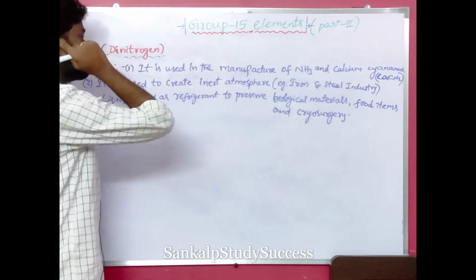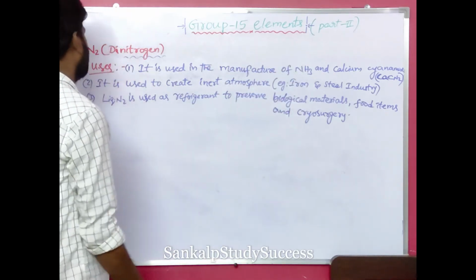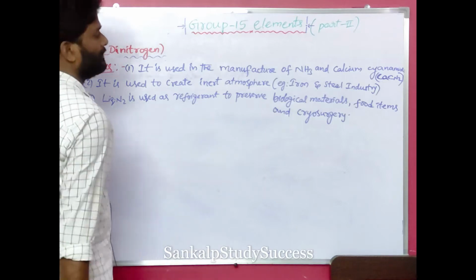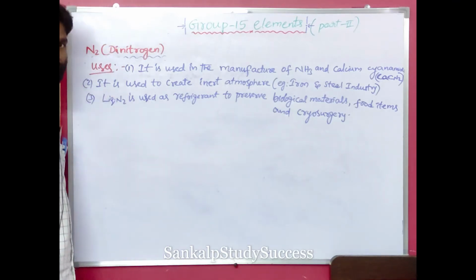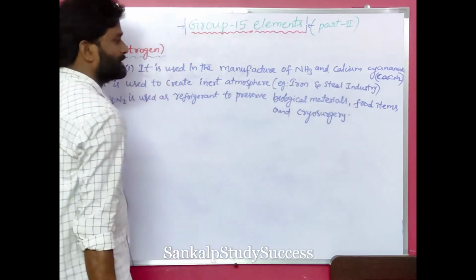Calcium carbide can be treated with nitrogen to form calcium cyanamide. Right. It is also used to create an inert atmosphere in the iron and steel industry.